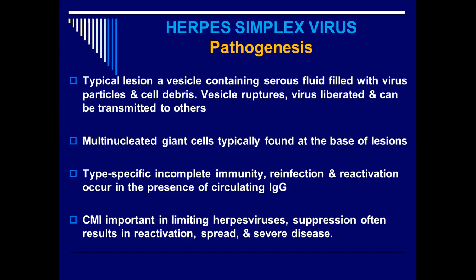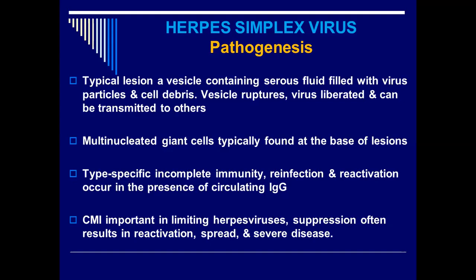The multinucleated giant cells are typically found at the base of the lesions. If you take the vesicle, erode this area, and make a smear from the base of the lesions, and stain it with Giemsa stain or with methylene blue, what we call the Tzanck stain or the Tzanck smear, you can see the multinucleated giant cells.